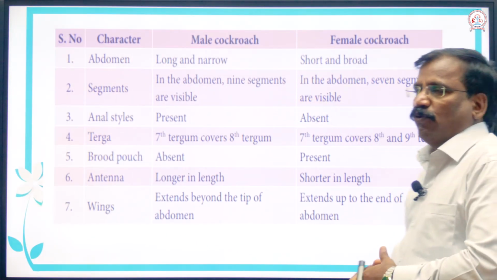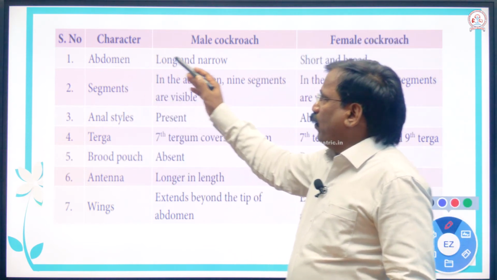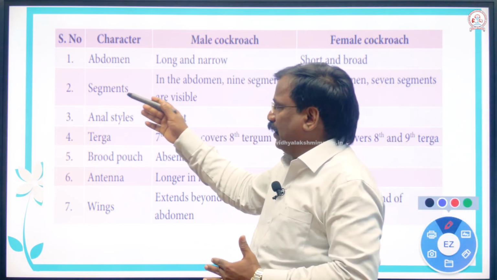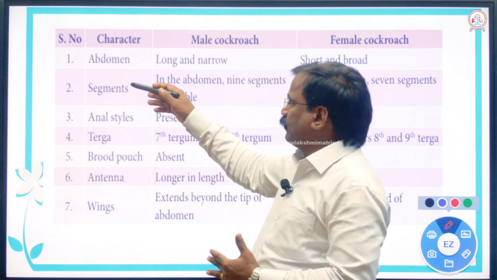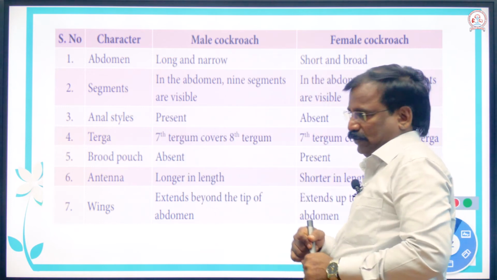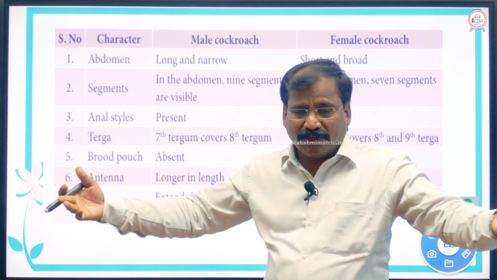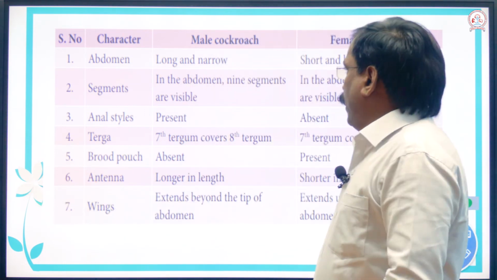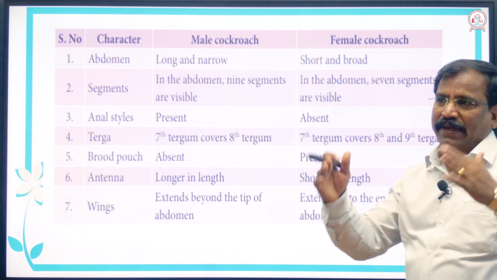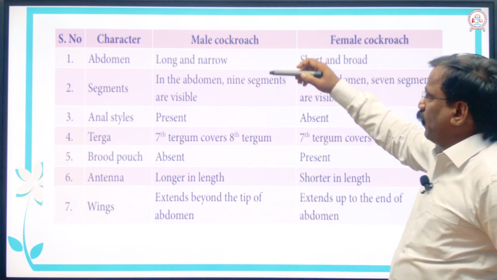Okay, you divide into 4 columns, number, what character? Take abdomen, how it differs in male and female. Like segments, anal styles, the characteristics, according to the characters how it differs. Okay, I have written. First character is the abdomen. We have already discussed everything. The abdomen is long and narrow in male. I compared and showed it to you. Here it is short and broad, usually short and broad.